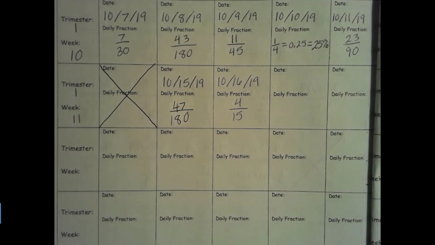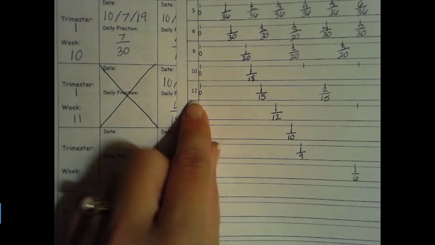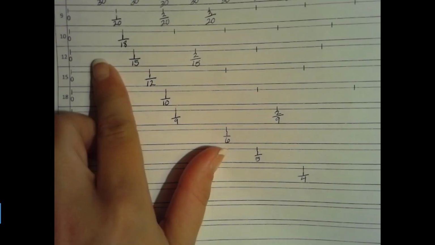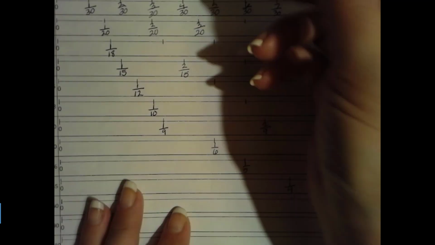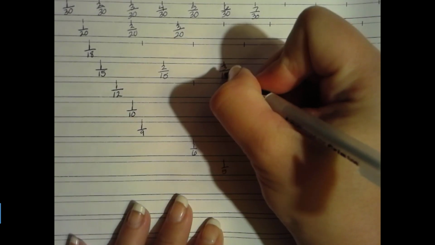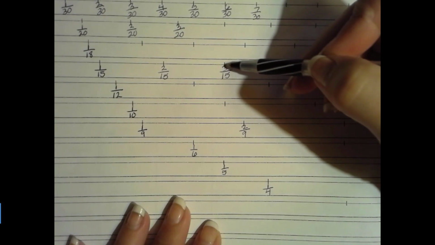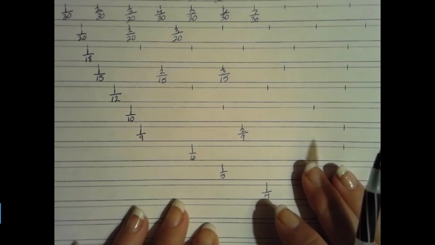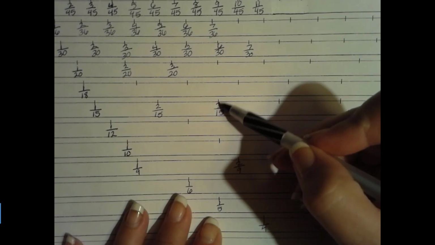Let's go ahead and get out our number line. We did groups of 12. So find our groups of 12. We have 1/15. We have 2/15. Now we need to get down 3/15. That has an equivalent fraction with 1/5. 1/5 was the simplest form because you could divide both of these by 3.